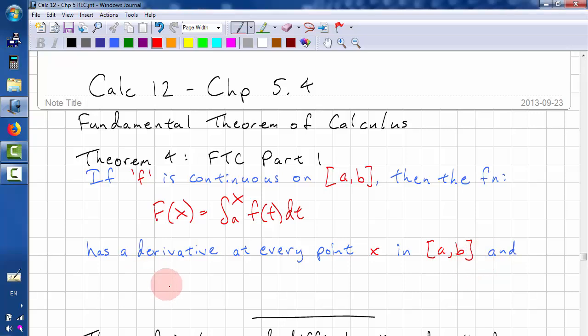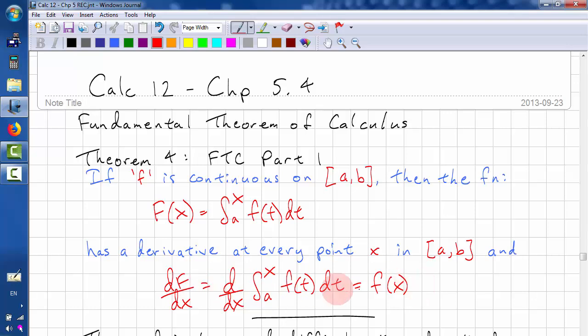And if we take the derivative with respect to x, this is d/dx of the integral from a to x, f of t dt, and this is just equal to f of x.